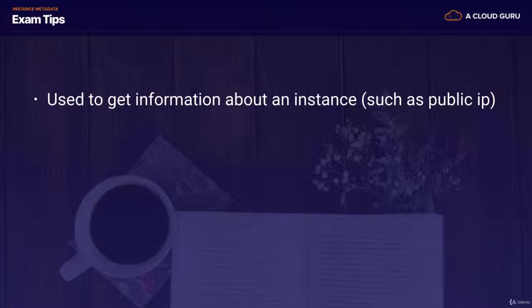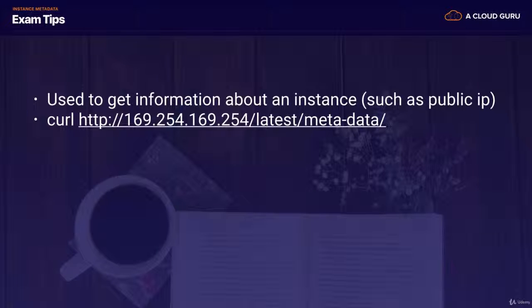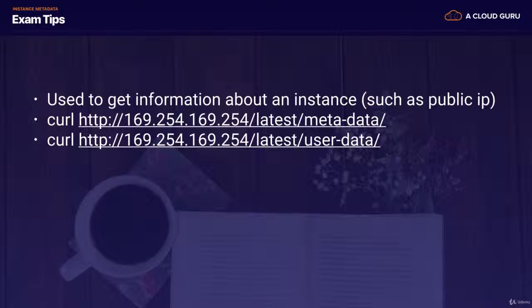So what are my exam tips? Just remember that metadata is used to get information about an instance, such as its public IP. And you can do that by running this command: curl http://169.254.169.254/latest/meta-data. And then you can also get your user data, and your user data will simply contain the Bootstrap script that you ran, and that's what's passed to it when it is first provisioned. You can get that by running the curl command: 169.254.169.254/latest/user-data.